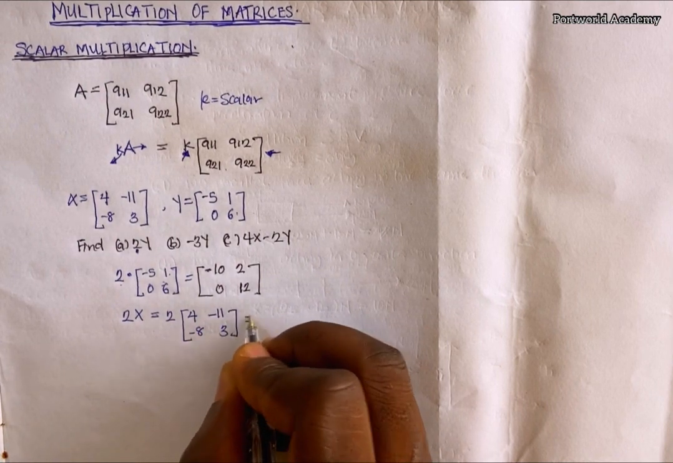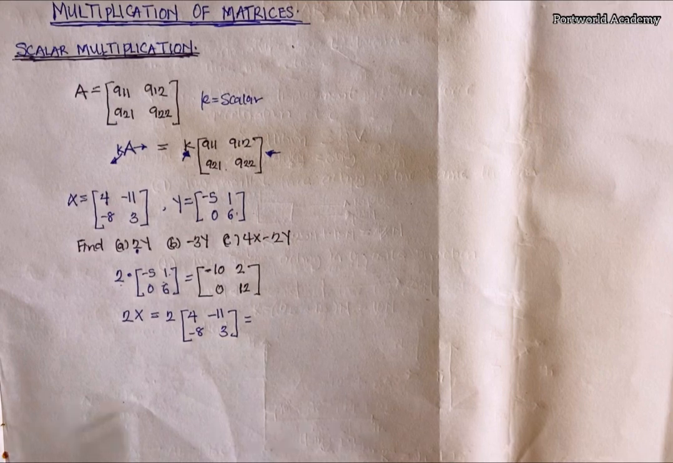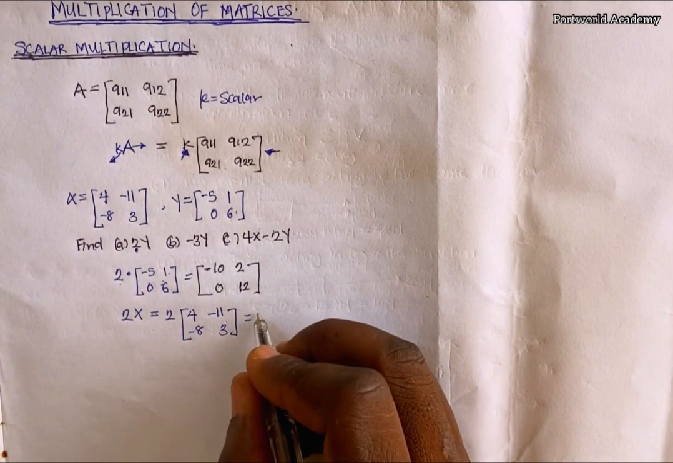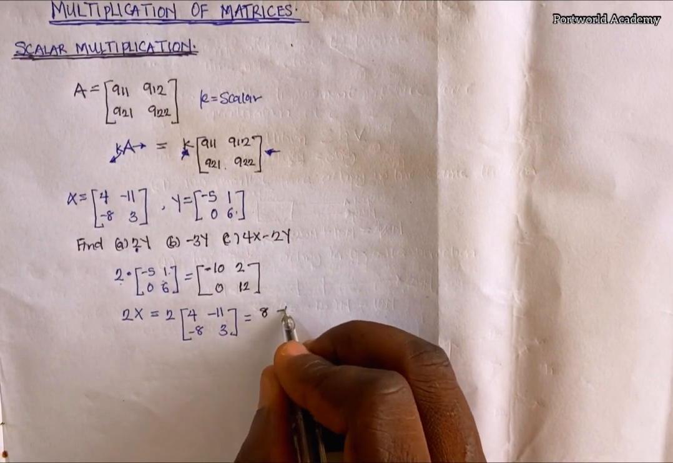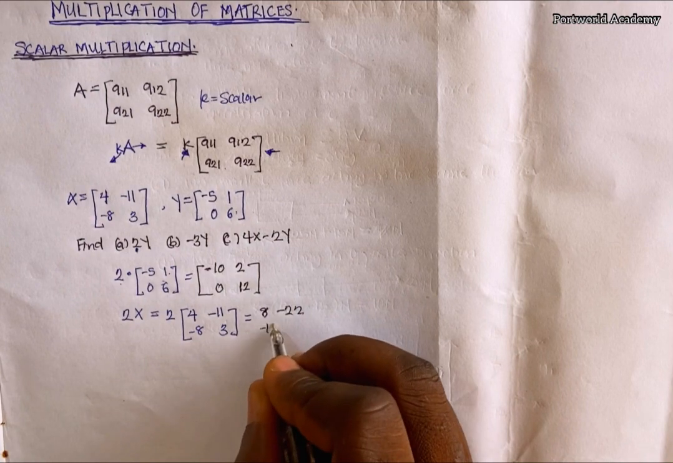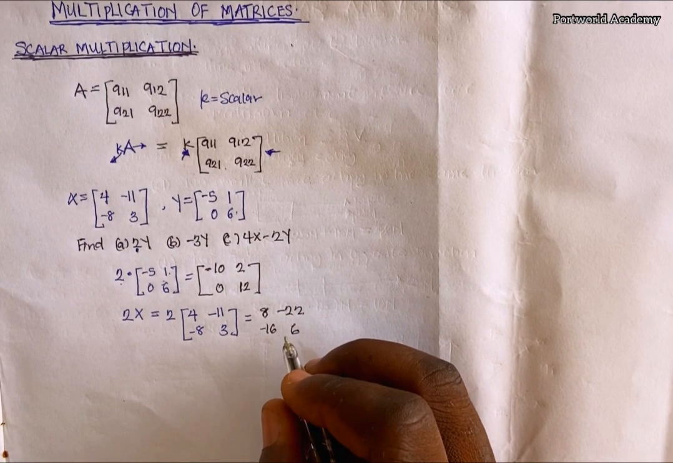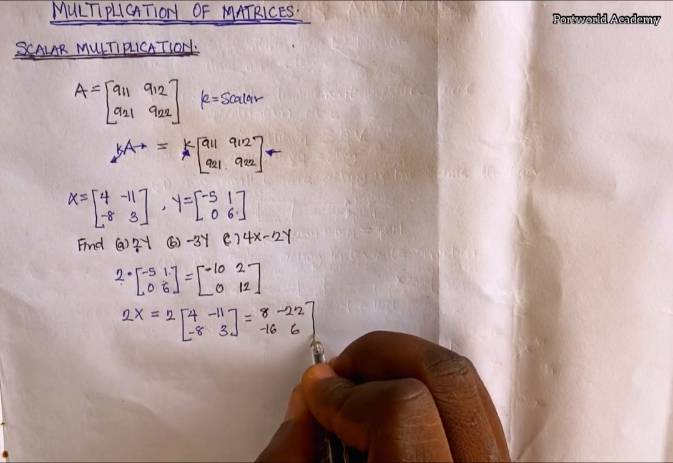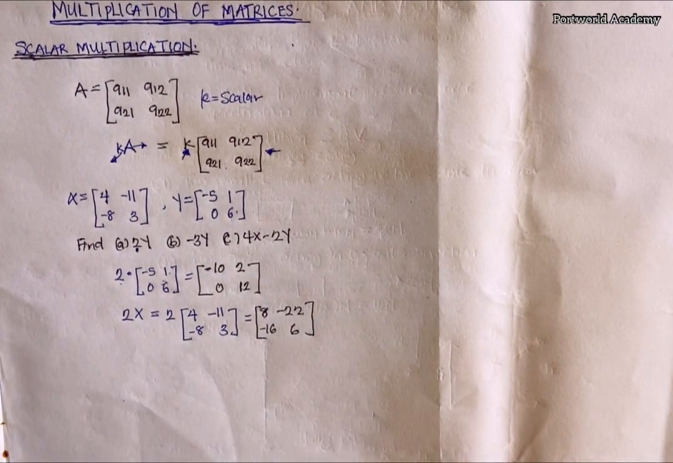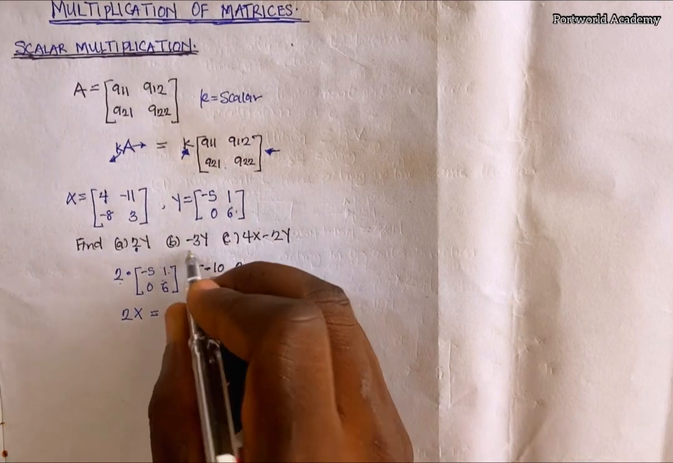So what will happen is that we are going to use our 2 to multiply all of x. 2 times 4 is 8. This will give us minus 22. This one is minus 16, and we have 6. So that's just it, exactly. Then let's go ahead and find minus 3y.